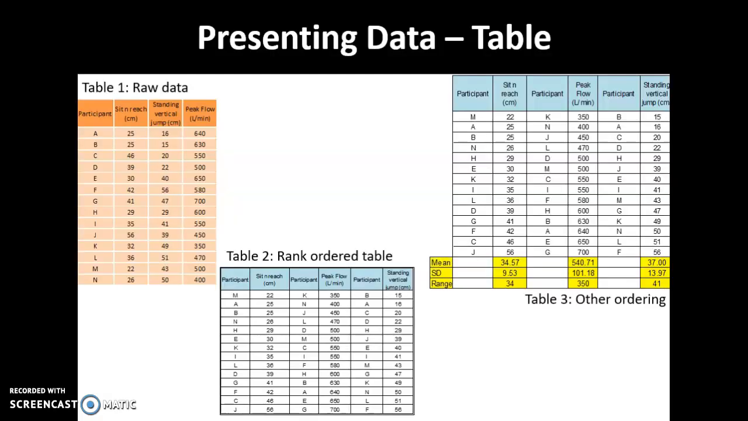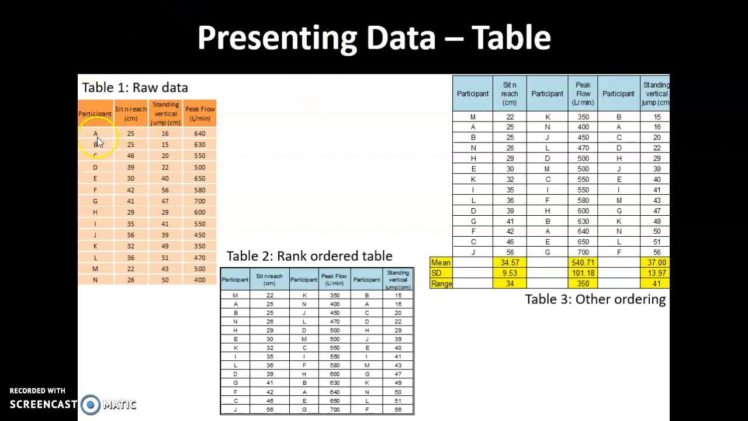So part 2, presenting data tables. Tables are a very good way of presenting data because they can show you exactly what occurred where. If you look at the first table, the orange table up here, this is my raw data table. As you can see, none of the data is rank ordered, and it all becomes very jumbled. You have the highest values at the top and the lowest values at the bottom in some cases. The data is very hard to interpret for people that won't understand what is going on.